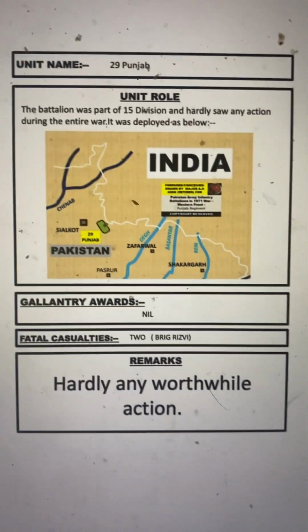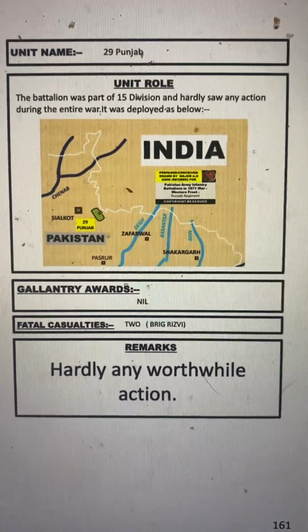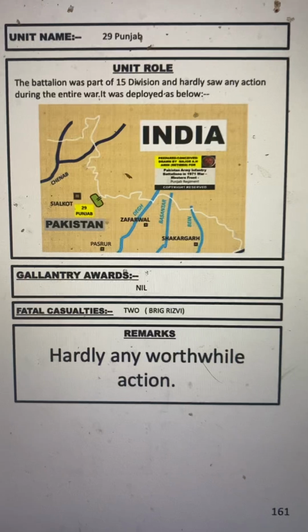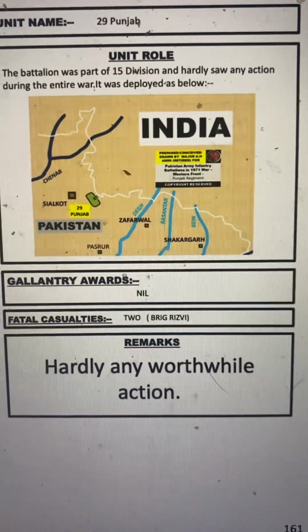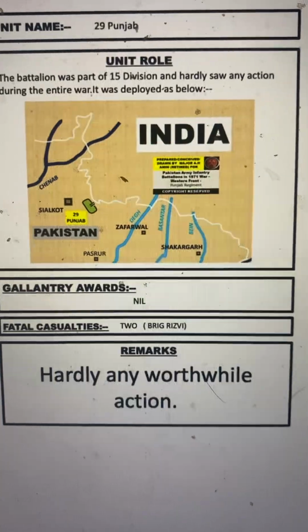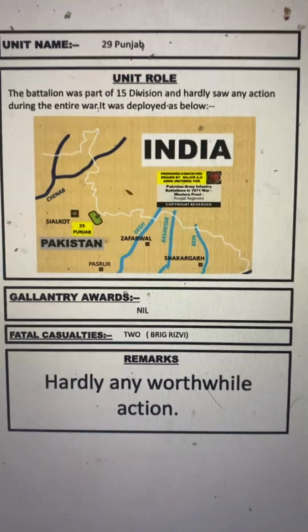29 Punjab. The battalion was part of 15th Division and hardly saw any action during the entire war. It was deployed as below. It lost 2 fatal casualties, nil gallantry awards, hardly any worthwhile action.